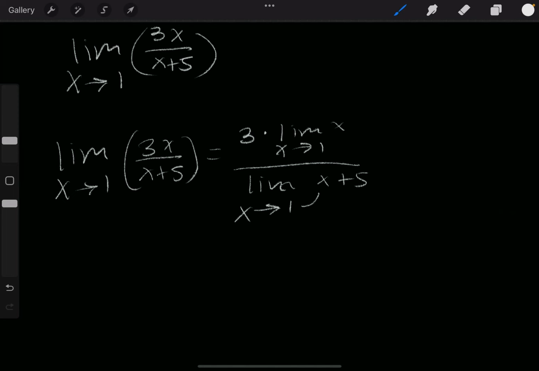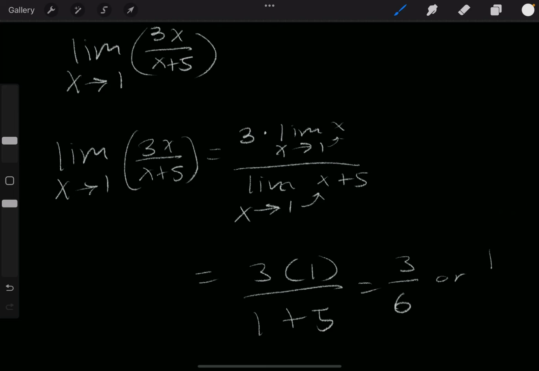So now we will substitute 1 for x, and we will now have 3 times 1 over 1 plus 5, which is equal to 3 over 6, or 1 over 2. So the limit as x approaches 1 of 3x over x plus 5 is equal to 1 over 2. The last rule that we will be going over is the power rule.